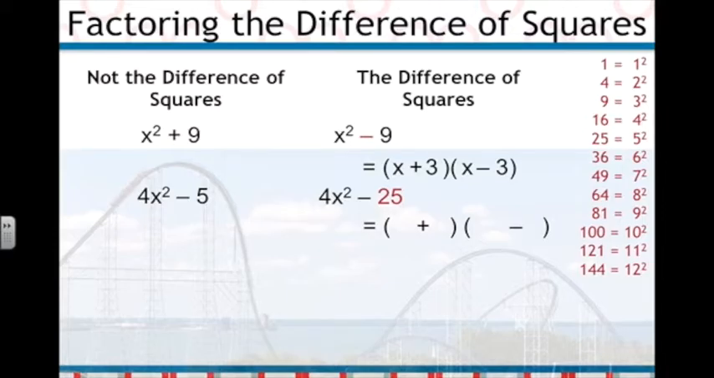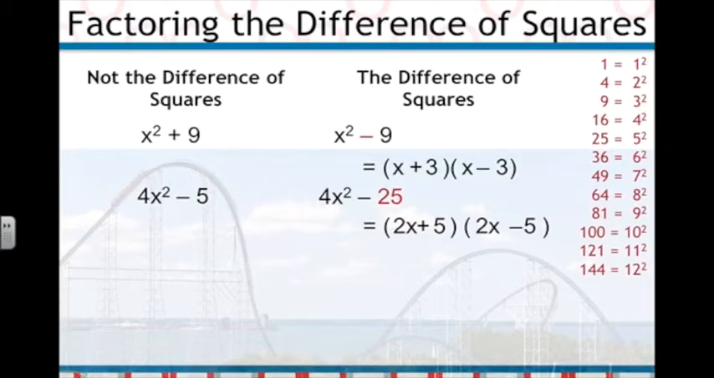Next, we need to find out what we can multiply by itself to get 4x squared. Notice that the square root of 4 is 2 because 4 is 2 squared. So, if we put a 2 and 1x in each set of parentheses, we'll have identical terms that multiply to get 4x squared, 2x and 2x. For the last terms, we need to find the square root of 25, which is 5 because 5 squared is 25. Now we have our final answer, 4x squared minus 25 equals 2x plus 5 times 2x minus 5.